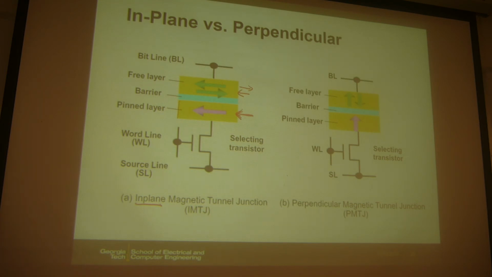But actually, industry these days has switched to this structure, the so-called perpendicular MTJ. The magnetic orientation for the pinned layer is pointing, for example, up, and the free layer can change from pointing up to down. We will discuss what the advantage of this one is. It's the so-called perpendicular MTJ.